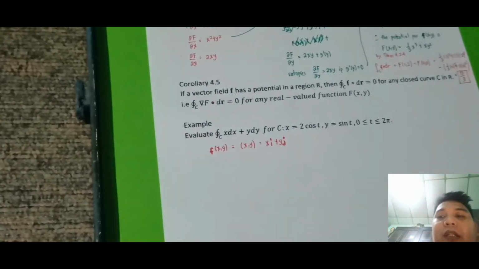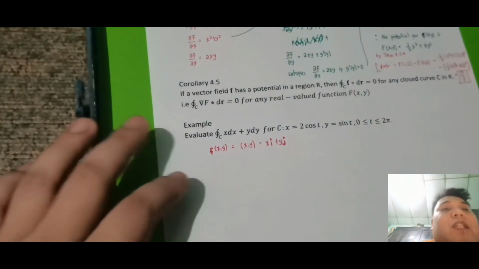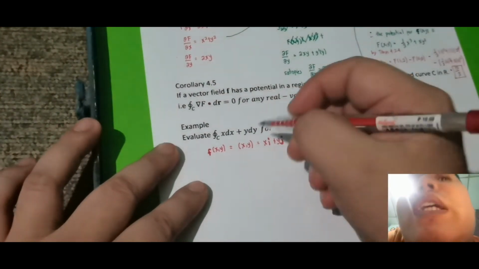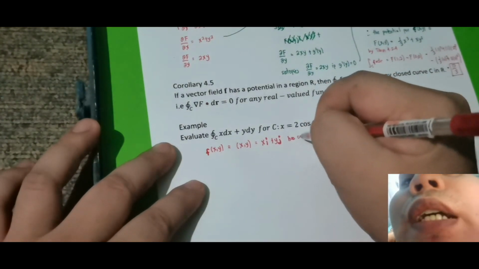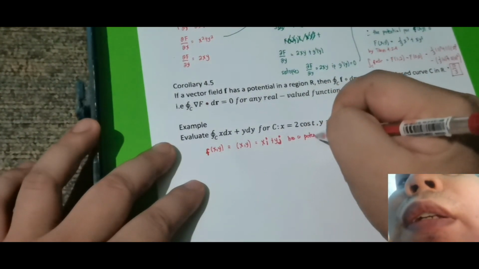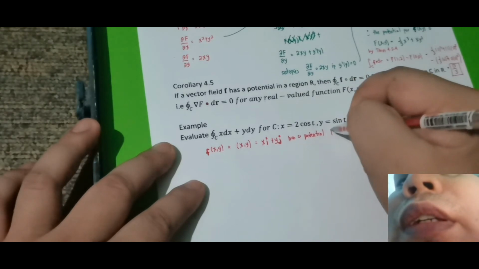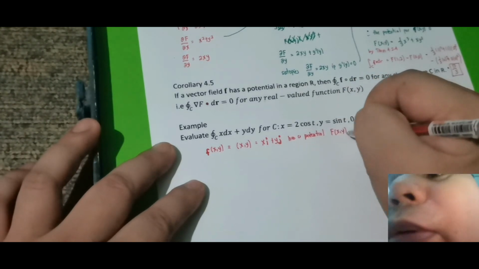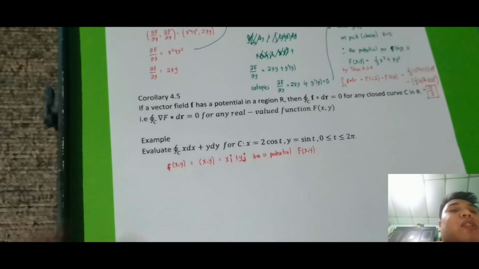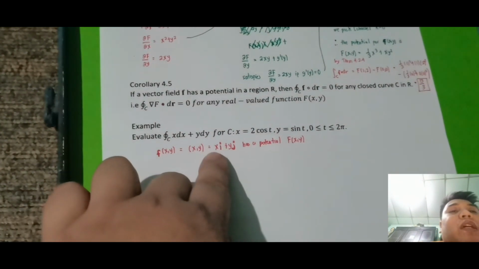Okay, so ngayon, hahanapin natin yung potential niya. So, f of x, y has a potential f of x, y. So, the idea is to find the potential f of x, y. So, similar manner or similar approach, ito yung x natin.